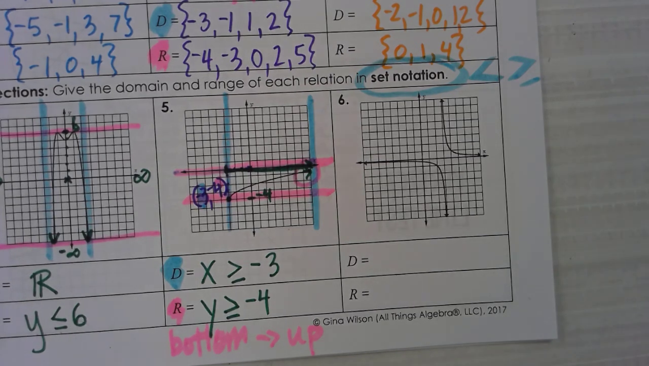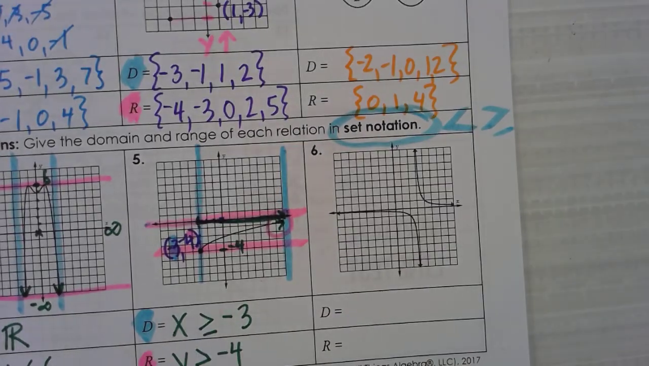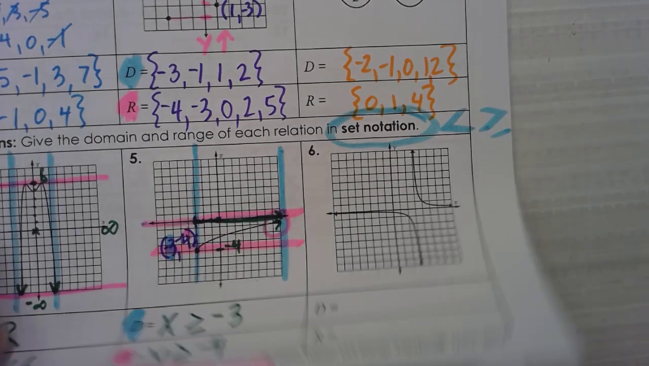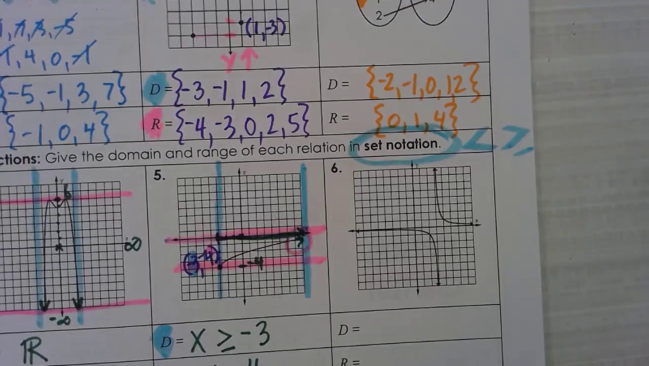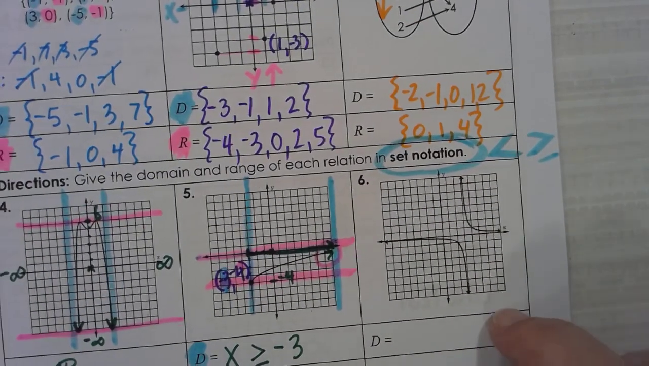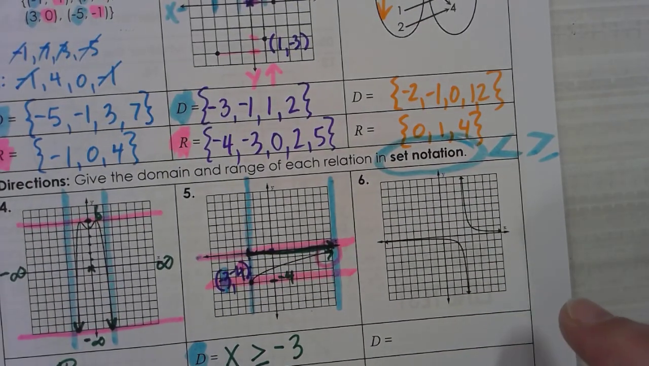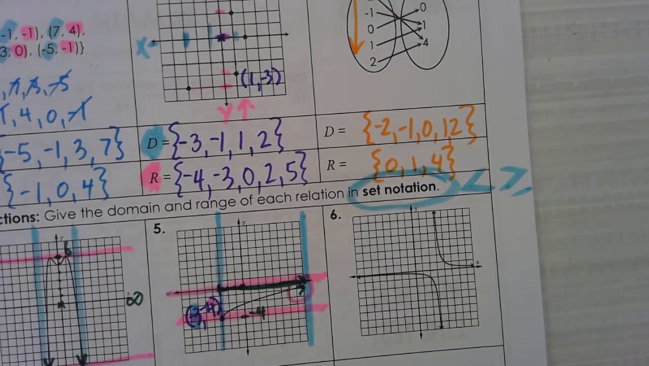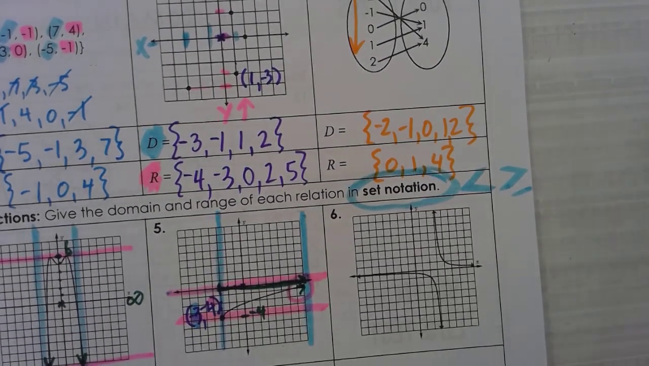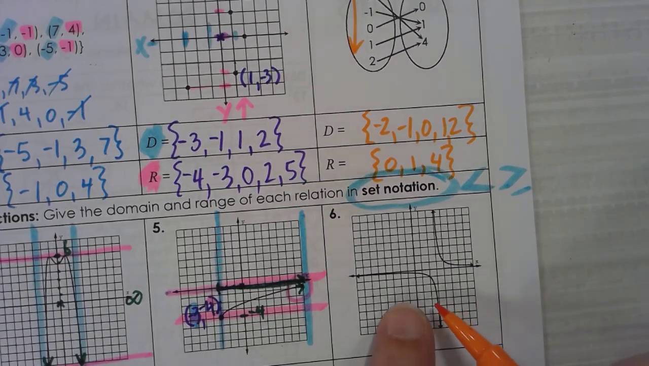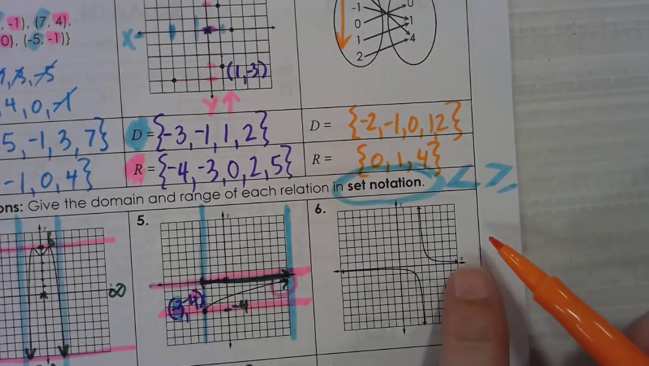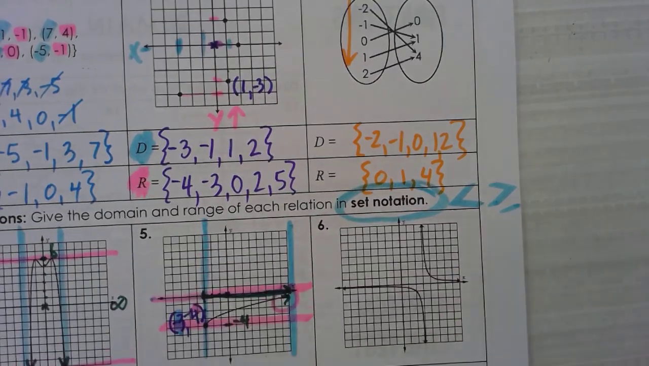Okay. All right. So number 6 is the most complex graph that we're probably going to see for now as we're doing domain and range. This is called the reciprocal function, where it's 1 over x. The thing about this function is that it has 2 separate parts, so I have to write the domain for this part, and then I have to write the domain for this part, because they're not connected.